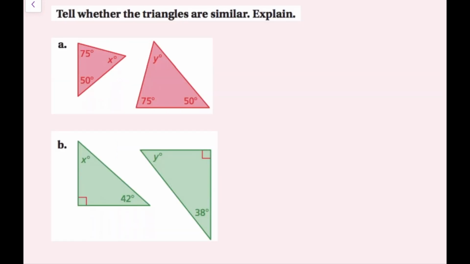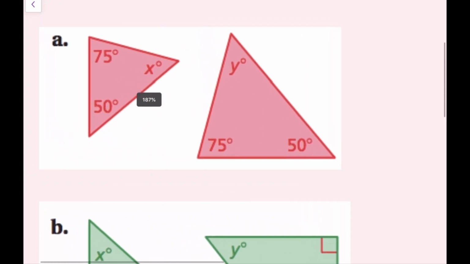So for this example, we would need to tell whether the triangles are similar and then explain. So if you remember, we need to make sure that we have two angles that are the same number of degrees in these triangles. Because if two are the same, then that third angle has to be the same as well. So anyway, in part A, I'll zoom in here a bit.